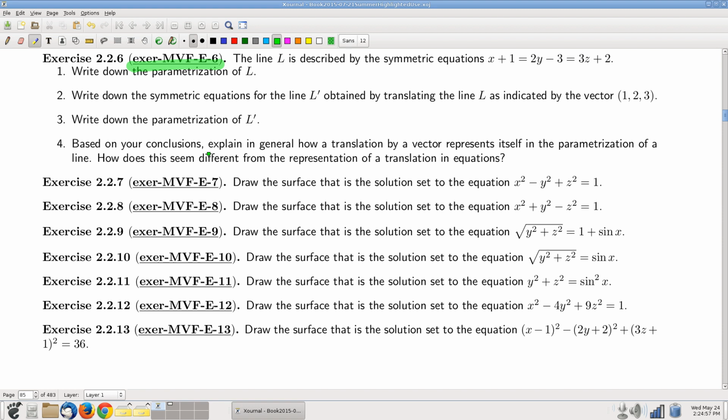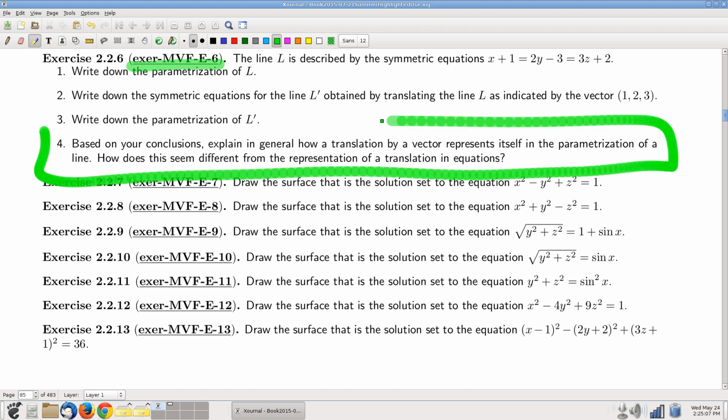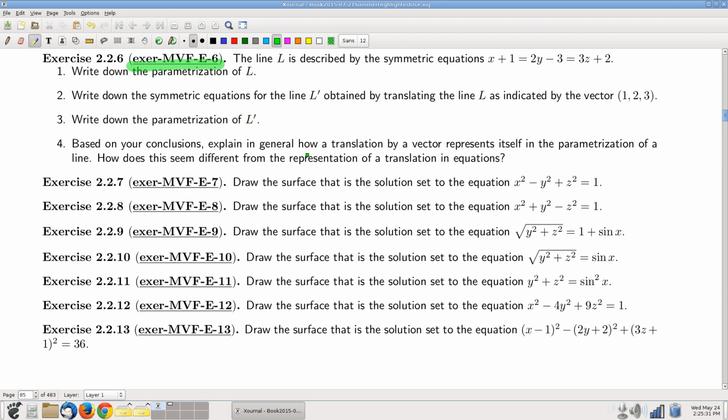Or said differently, two different symmetric equations for lines and two different parameterizations for, again, the same lines. And then the last part is to conclude from this: we have these rules for, if you translate a solution set, how do you fiddle with an equation to result in a certain translation? We just want to figure out, if we're talking about parameterizations, what's the resulting thing? Okay, so first let's do the details.